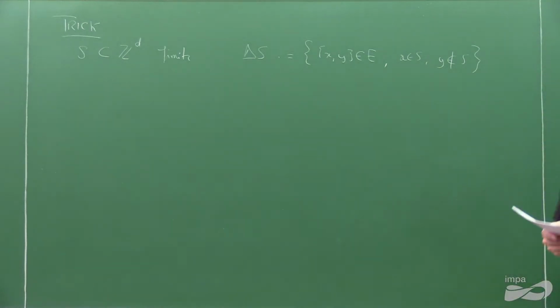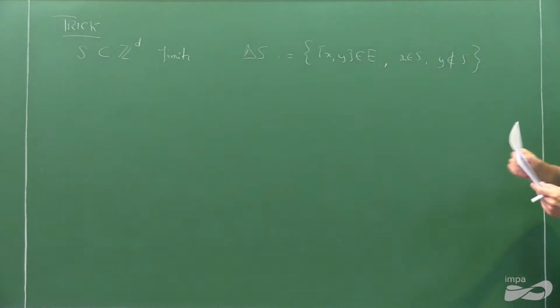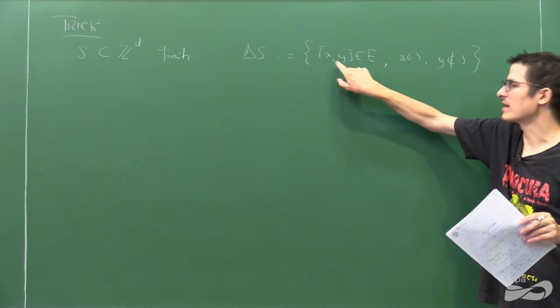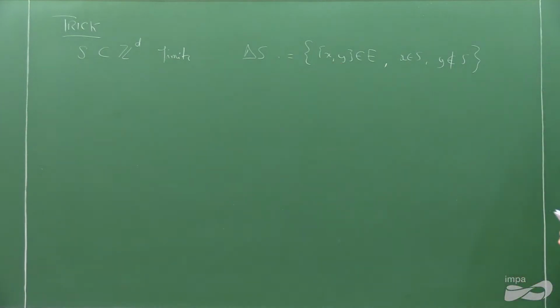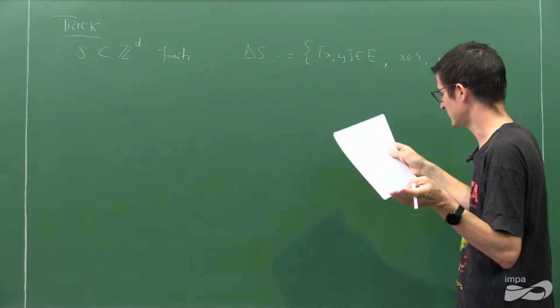Okay, and I might use kind of improper notation during this lecture. When I write (x, y) in ∂S, I will always consider that x is the vertex which is in S and y is the vertex which is not in S. I will always write the vertex which is in S first.